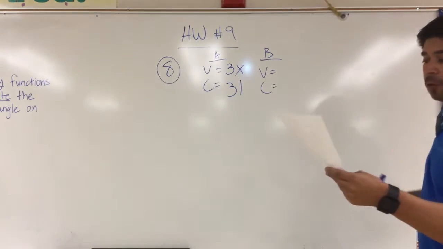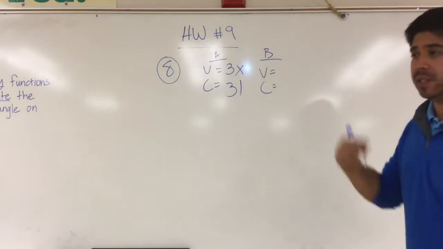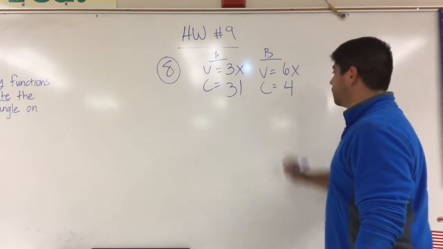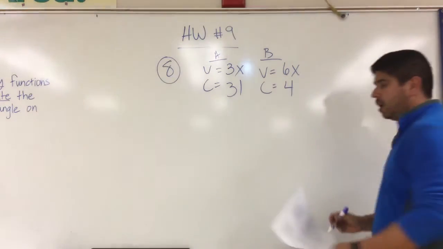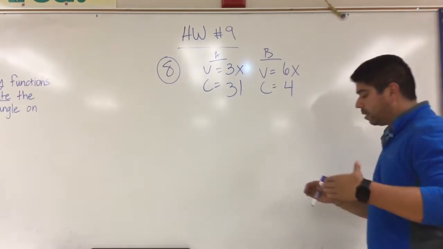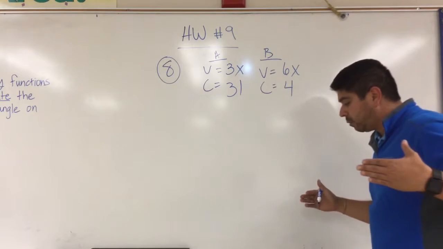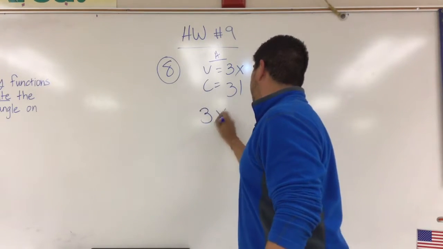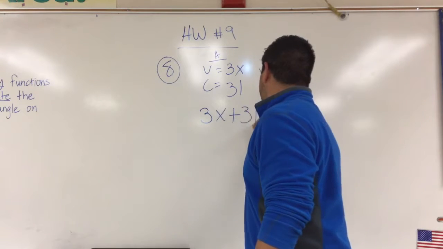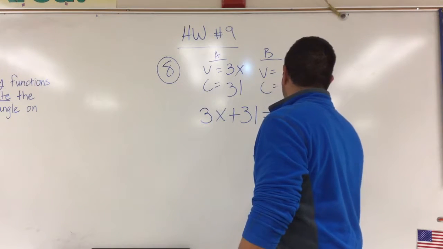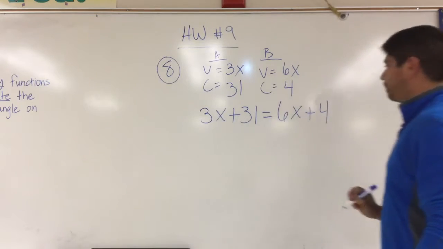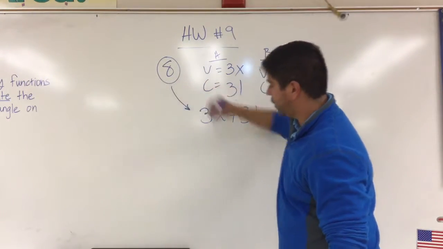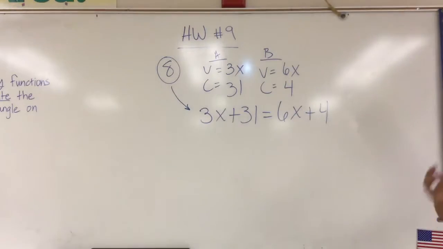For student B, 4 pounds so far, but selling 6 pounds each day. 6 pounds each day is what's telling me this is going to be my variable. And he sold 4 pounds. Okay. So question 8 says write an equation for this. So all I do is just write 3x plus 31 equals 6x plus 4. Okay. So question 8, all you're going to have is this right here. It's going to be the answer for question 8.